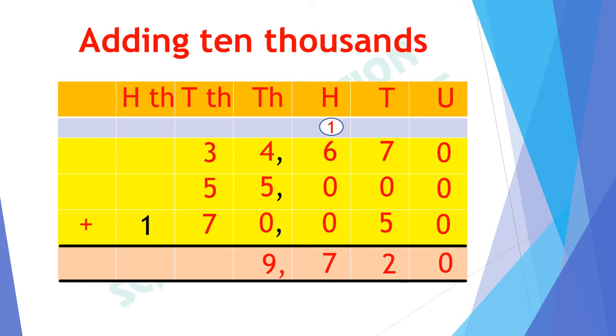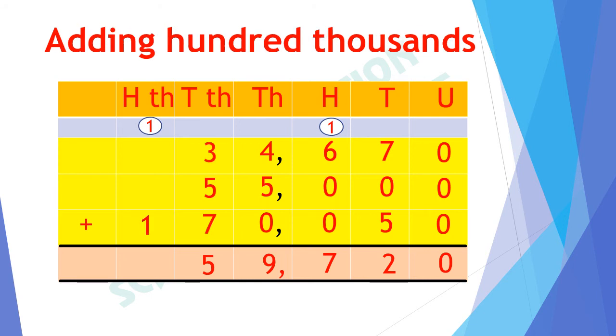Now we will add 10,000s column. In 3, we will add 5 and we get 8. In 8, we will add 7. In 8, if we add 7, what will we get? We get 15. We will write 5 in 10,000s column and we will carry forward 1 to 100,000s. Now we will add 100,000s. Here we have 1 and 1. If we add 1 and 1, we get 2. The total weight is 259,720.